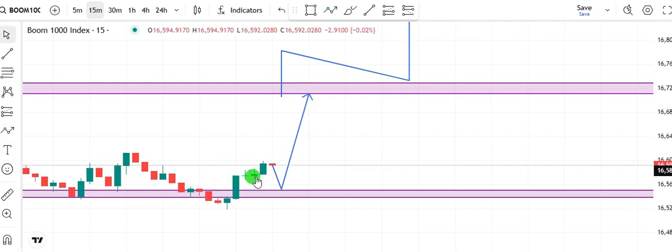Otherwise, that's already moved. For this way, the entry would have been here, but since that has moved, just let it move until it breaks above the recent high. That's it. That's going to be the analysis on today's synthetics.